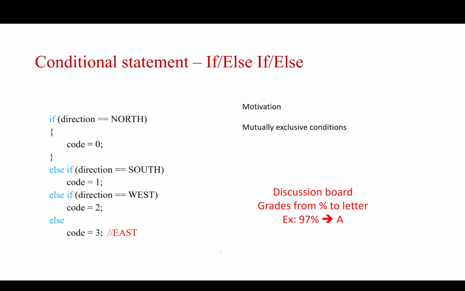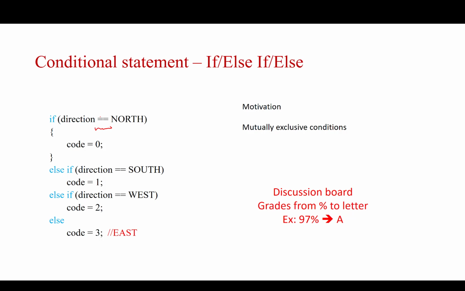Like if direction equals north, and we will see actually a table giving us all the logical conditions and how we can deal with them. But here it's saying if direction equals north. What is the meaning of that? Okay, I will implement that code equals 0. Every time my direction is north, I will have a code which equals 0. Else if direction equals south, in this case, the code equals 1.